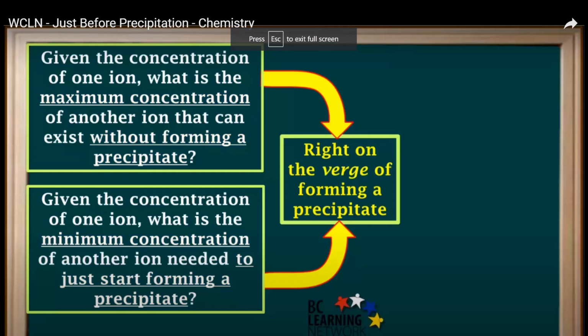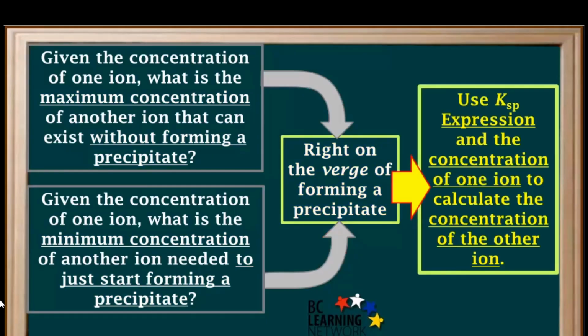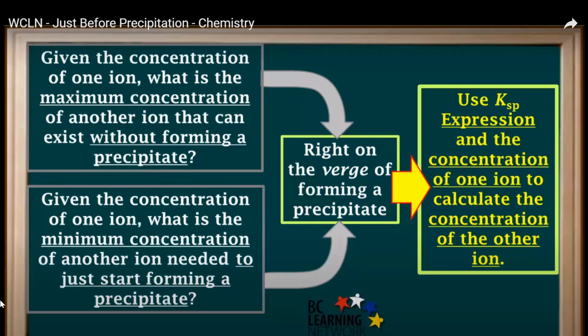Everyone's here today, right? We're right on the verge of forming a precipitate with the two ions in question. So we can simply use the Ksp expression and the concentration of one ion to find the concentration of the other ion.